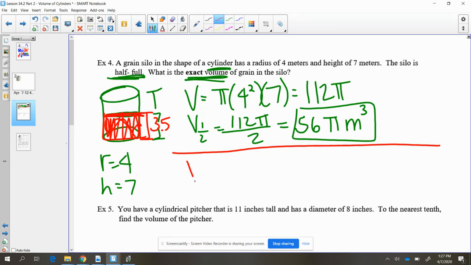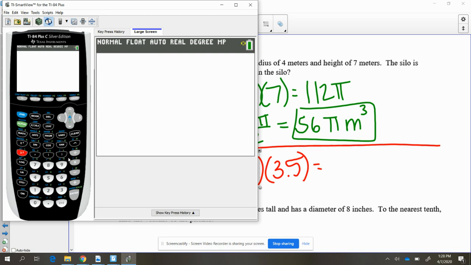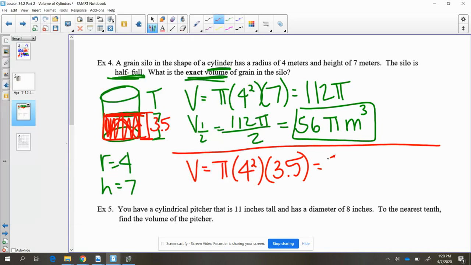So another way of looking at this is finding this volume by just taking pi r squared h, which is 3.5. And if we type this in, what you're going to notice is 4 squared times 3.5 is also going to be 56. And again, the pi is just going to stay with your answer since they wanted the exact answer. So 2 ways of looking at this. Both ways gave us that same answer.